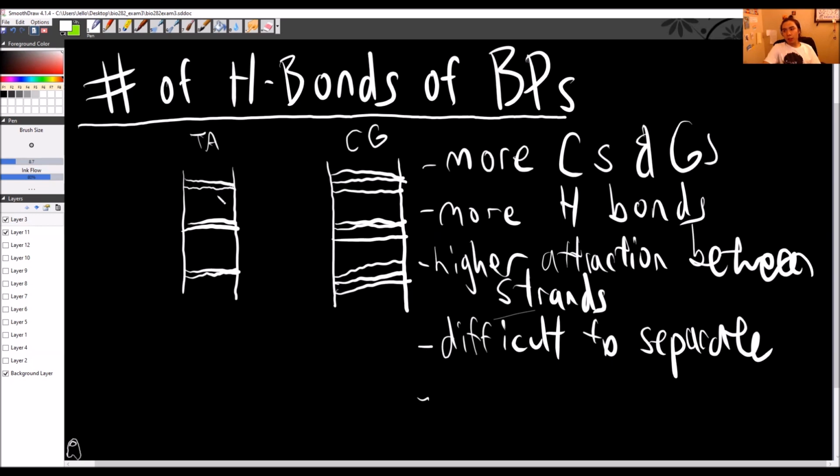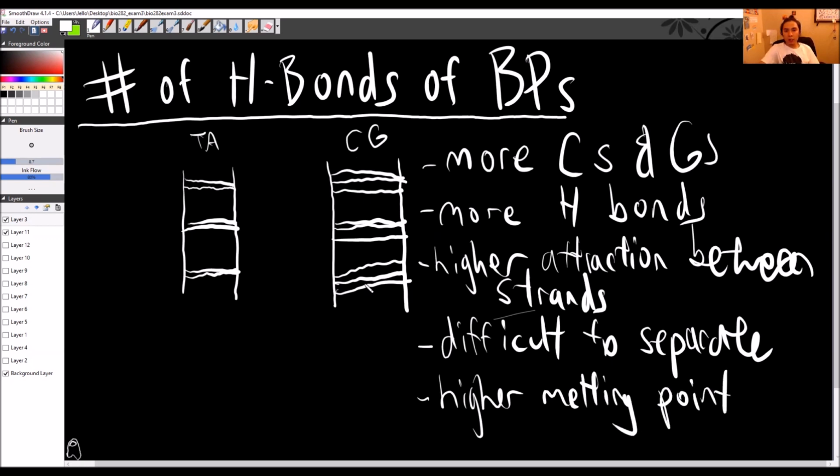So H bonds are weaker than like polar bonds, and they can be broken with heat. But if you have more of them, they're more stable and they require more heat to break. So because there are more H bonds and more difficult to separate, it has a higher melting point. More energy is needed to break through this one.